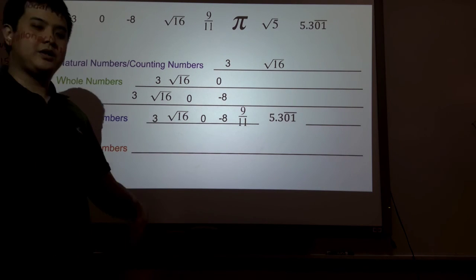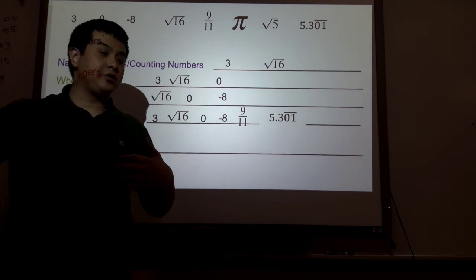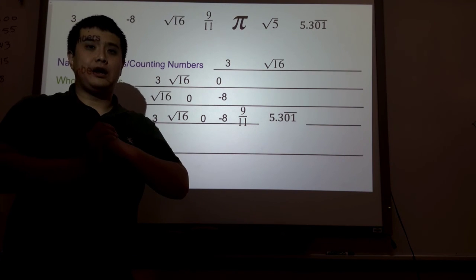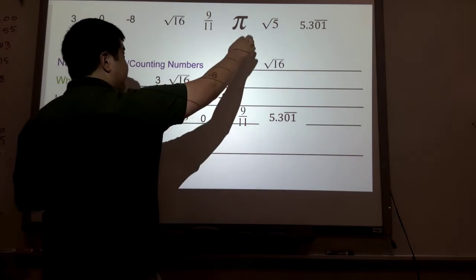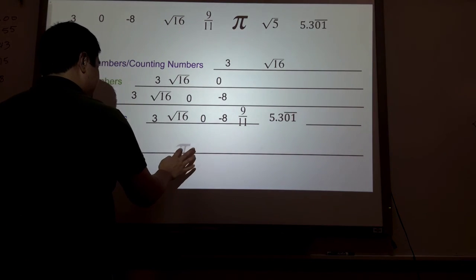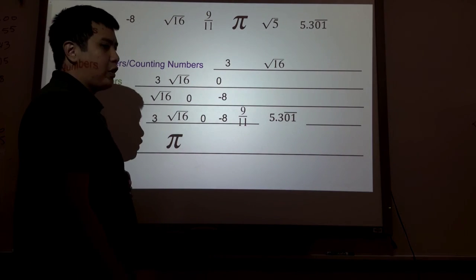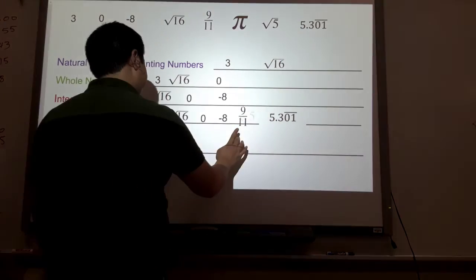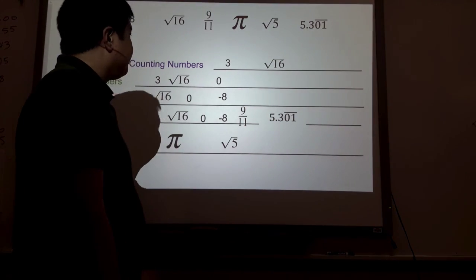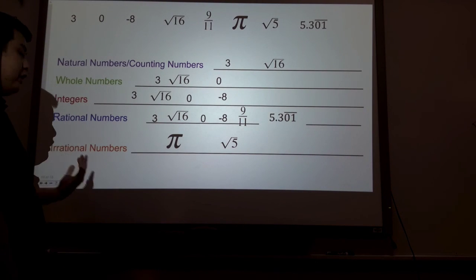Irrational numbers. Remember, these are the numbers that go on and on and on and on, but never repeat. Okay. This includes pi. Remember that pi is a decimal that never repeats. And the square root of any non-perfect square, including the square root of 5. So those are our irrational numbers.